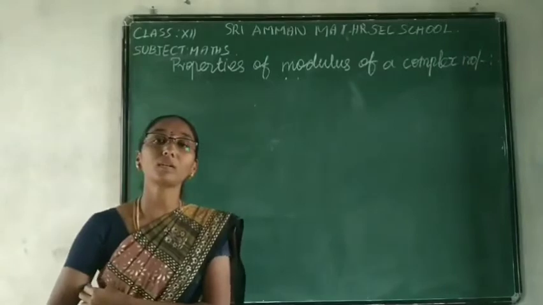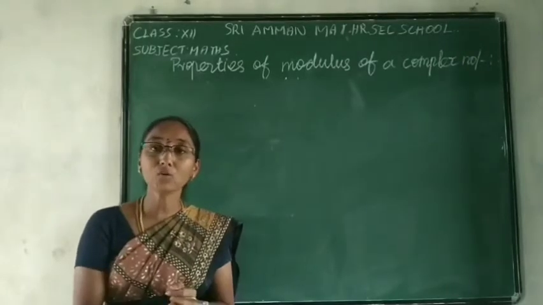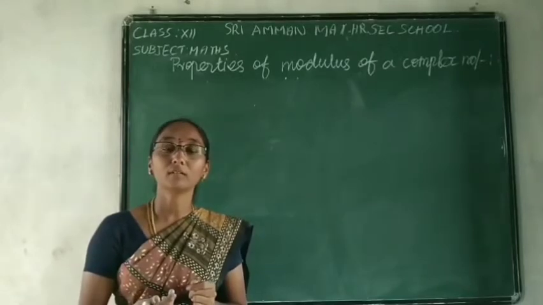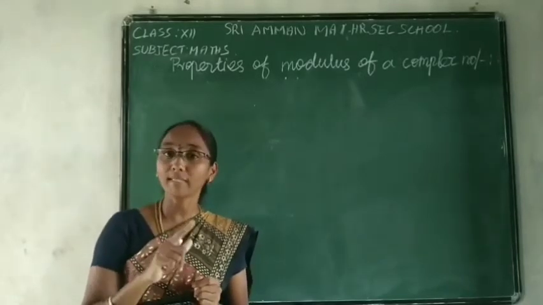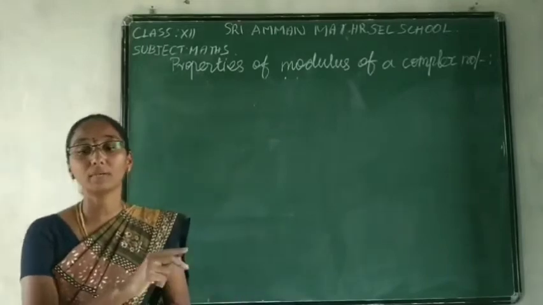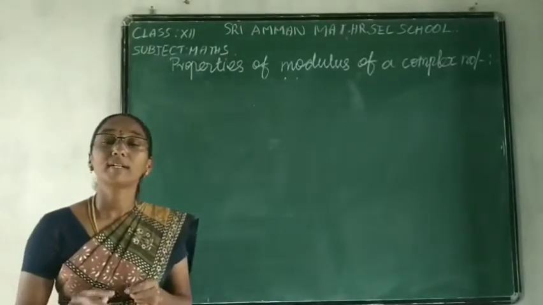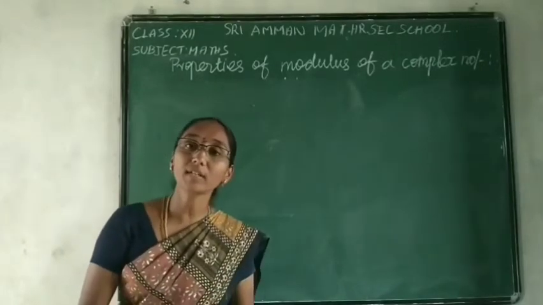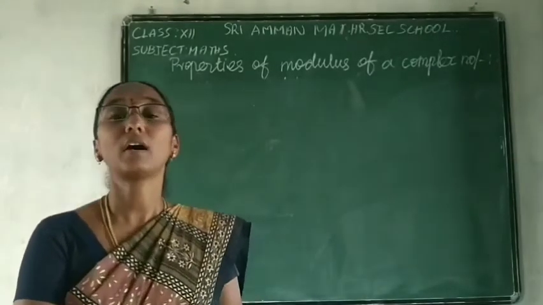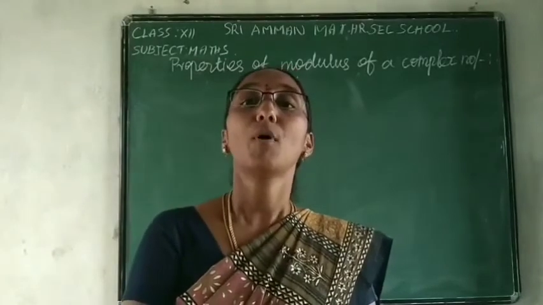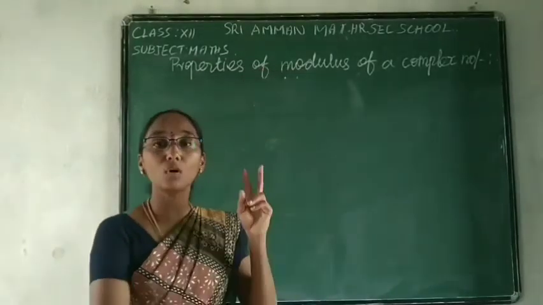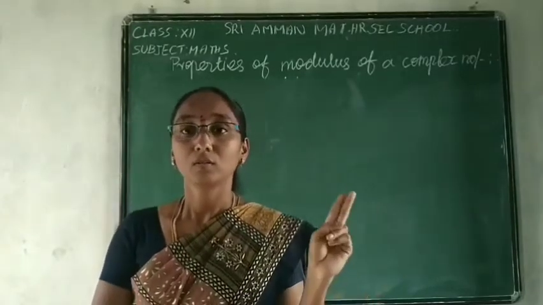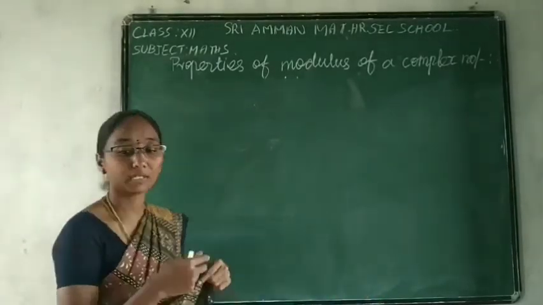Okay, listen. What does the triangle inequality tell us? It concerns the modulus of the addition of two complex numbers. Now, the distance between two points is represented by the subtraction of two complex numbers. The modulus of the subtraction of two complex numbers represents the distance between them.